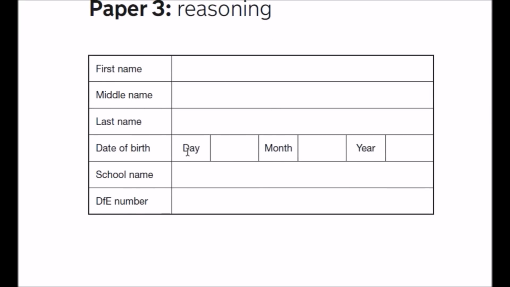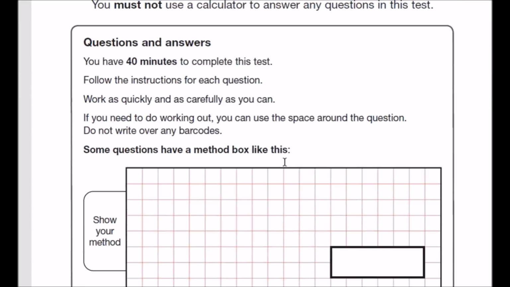Of course, on the front of the page, you must always fill out your name, your date of birth, school name, and of course the DfE number. Probably your school teachers will fill this out for you or tell you about it. Then you've got a blank page, and it's very vital in your exam to read the instructions. So when you're sitting the 2018 or 2019 paper, you must read this clearly.